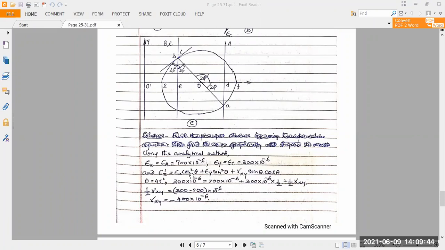Here cos theta is equal to cos 45 degree, so 1 by square root of 2 whole square. Sin theta is equal to sin 45 degree. Sin square theta is equal to sin 45 degree, which is equal to 1 by square root of 2 whole square, is also half. So all are equal to half, this is multiplied by half, this is multiplied by half, and this is multiplied by half itself. So gamma xy will become 300 minus 700 multiplied, that is 200 into 2, into 10 to the power minus 6 itself.